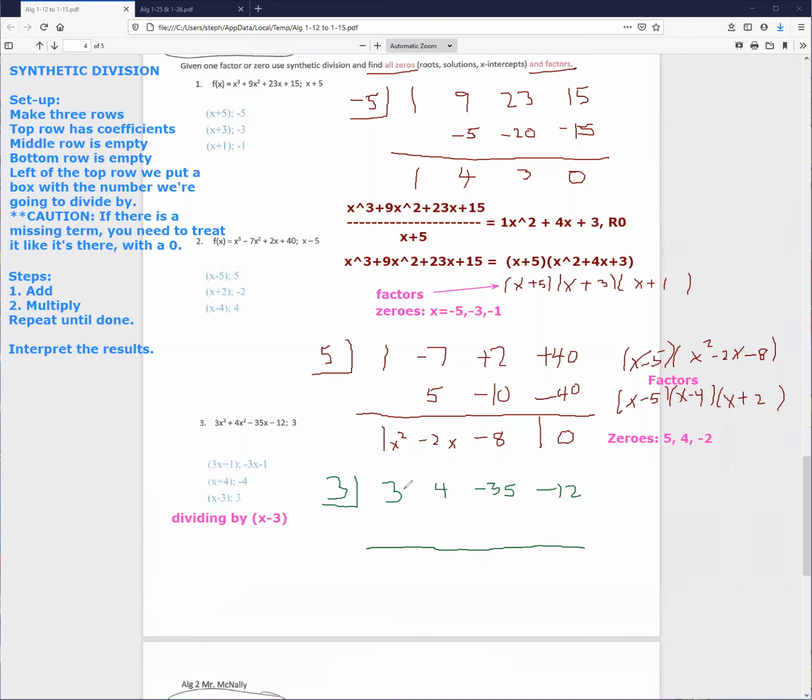Okay, so first we're going to drop down our 3, and then we're going to multiply by the number in the box, 3. We'll add 13. 13 times 3 is 39. -35 plus 39 is 4. 4 times 3 is 12. -12 and 12 is 0. So there we go. We've got a fully factored, well, partially factored form of x minus 3 times 3x squared plus 13x plus 4.